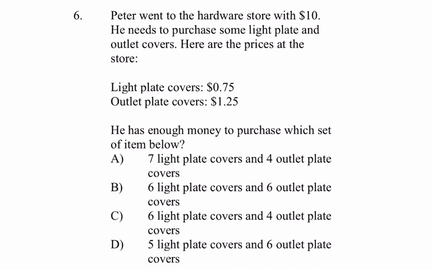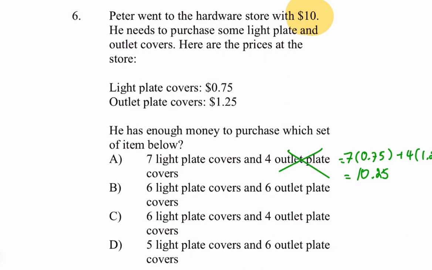So A is 7 light plates, right? 7 times 0.75 plus 4 times 1.25. So the answer is 7 times 0.75 plus 4 times 1.25, which is 10.25. But he has only $10, right? So the money is not enough for A. So B is 6 times 0.75 plus 6 times 1.25, which is 12, not enough.